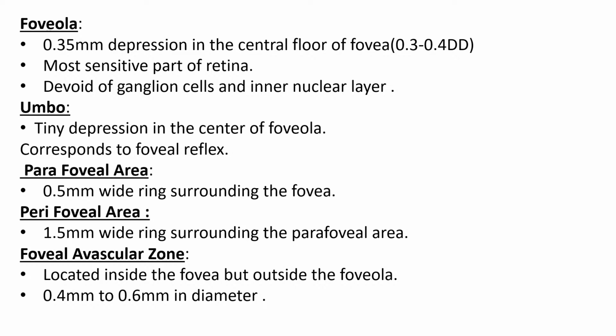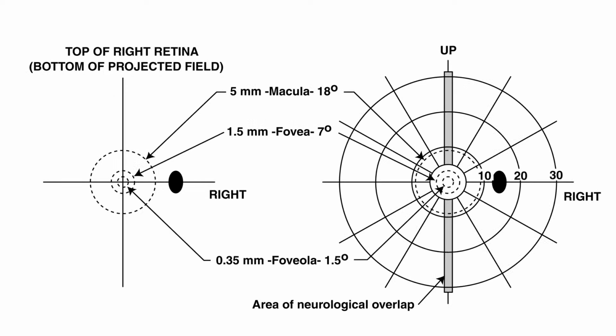Parafoveal area: it is a 0.5 mm wide ring surrounding the fovea. Perifoveal area: it is a 1.5 mm wide ring surrounding the parafoveal area. Foveal avascular zone: it is located inside the fovea but outside the foveola. It is 0.4 to 0.6 mm in diameter.